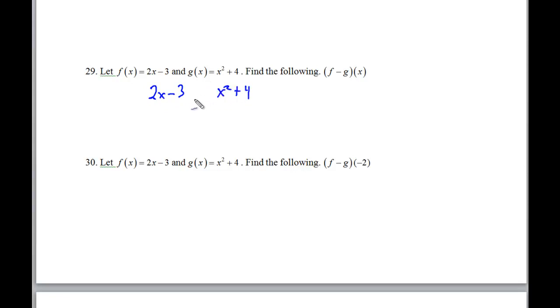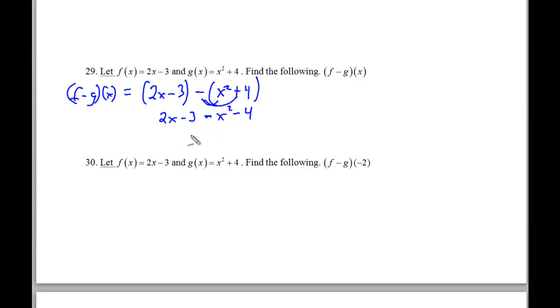Now, one of the common mistakes in subtracting the two functions of x is that a lot of us will just put a subtraction sign there and nothing else, when in fact you should have this in parentheses and these in parentheses, because these are two separate functions. The first set of parentheses were kind of superfluous, but the second set of parentheses are really important because you're going to be distributing that negative. So I got 2x minus 3 minus x squared minus 4.